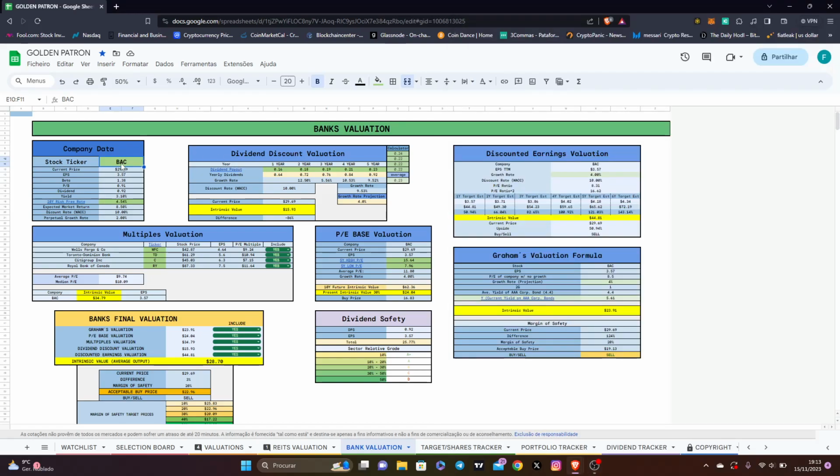Hi everyone, welcome back. Today we're going to go over my bank's valuation sheet to find the intrinsic value of banking and to make a more informed investment decision when trying to buy shares of a bank.